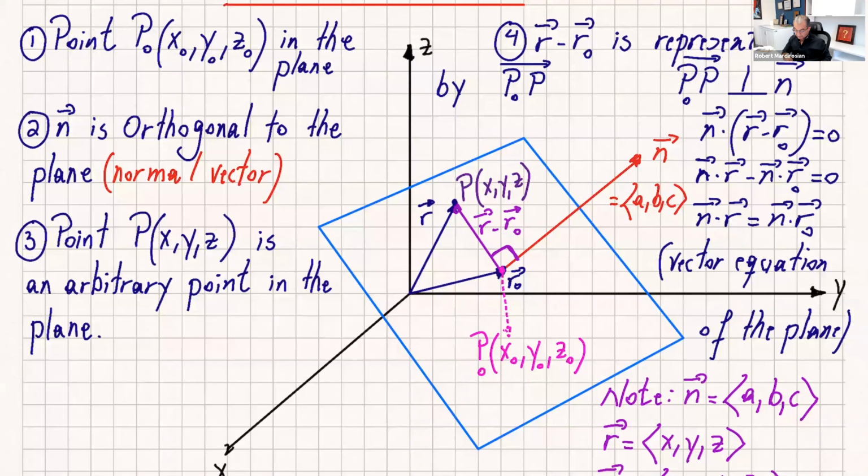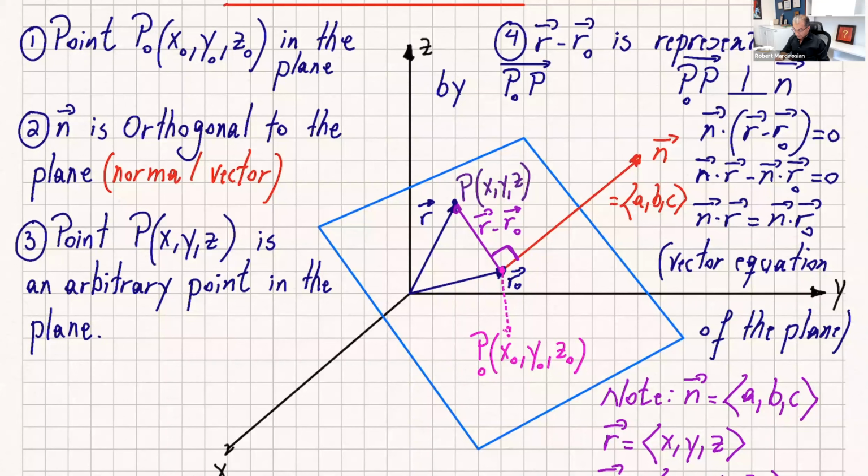Now, each plane has a normal vector, and the normal vector is orthogonal. Orthogonal, we know by now, is perpendicular. It is perpendicular to the plane. So I try to draw that here. That's n. Then we have an arbitrary point, again in the plane, and we don't know what its coordinates are, so we call them x, y, z. That's the point P.